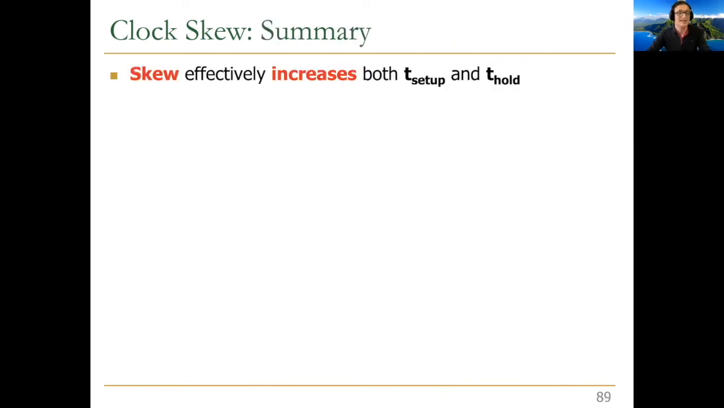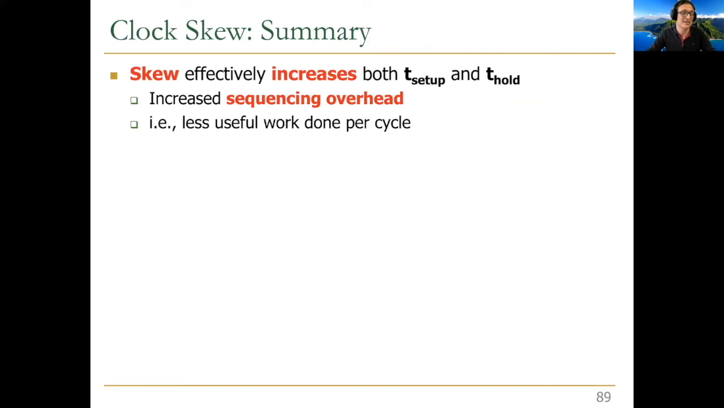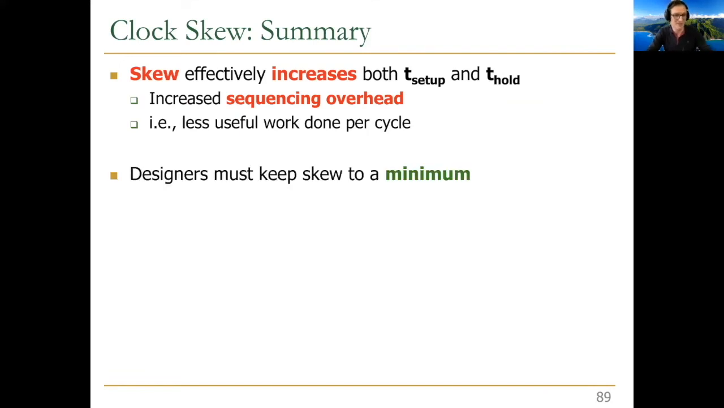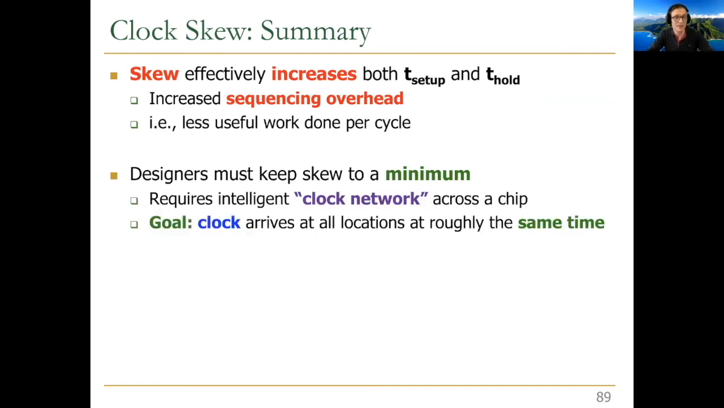Okay, to summarize, skew effectively increases both T setup and T hold, things that are a part of our sequencing overhead, right? Essentially, it increases sequencing overhead, meaning that it causes less useful work done per cycle. So designers in general must keep clock skew to a minimum. And this requires some intelligent clock network across a chip. And there's a lot of research on this topic at the lower level, clock distribution.